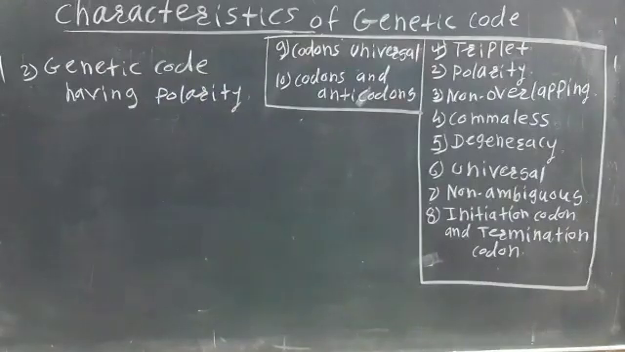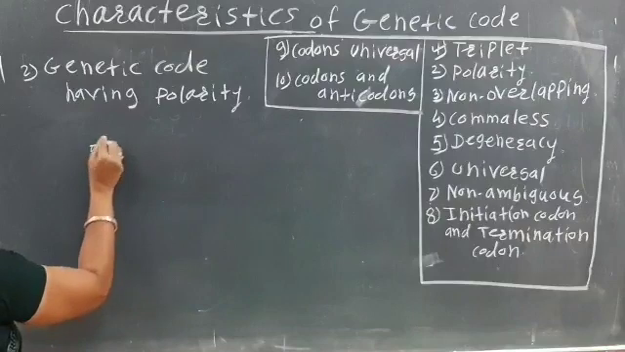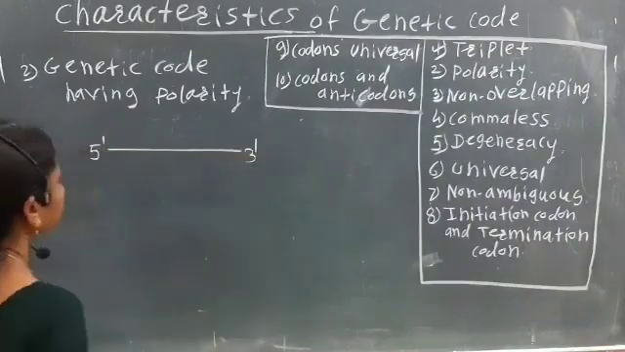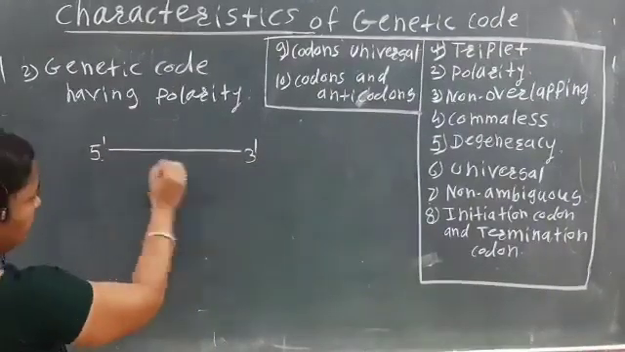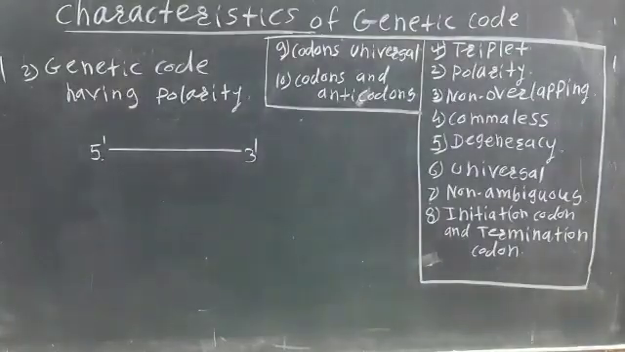मग genetic code मध्ये polarity काय असते? If we see, the genetic codes are always in the direction from the 5' end to the 3' end. म्हणजे हा 5' end झाला mRNA चा, and this is the 3' end. These are read from the 5' end to the 3' end. Otherwise the message will be changed.